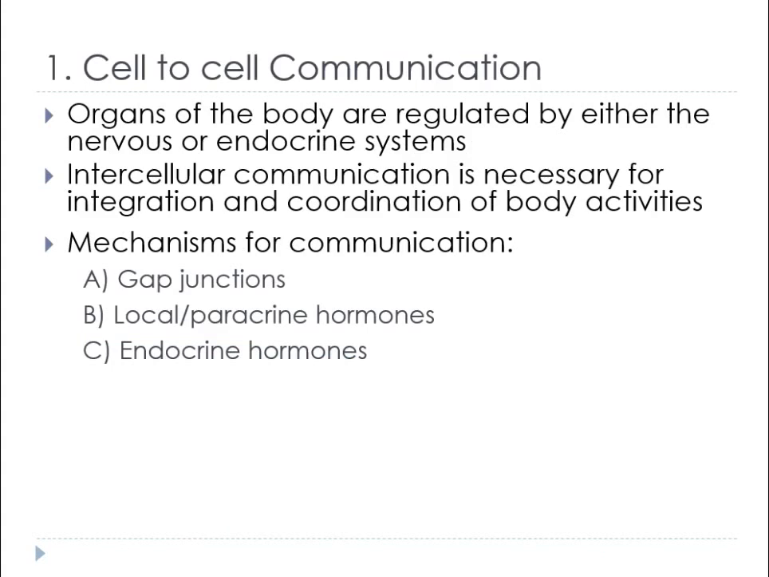There are different types of communication that we have to get to know with cells. We're 100 trillion cells, and they all have to communicate and talk to one another. And we're going to do it through these special pathways: gap junctions, local paracrine hormones, and endocrine hormones.